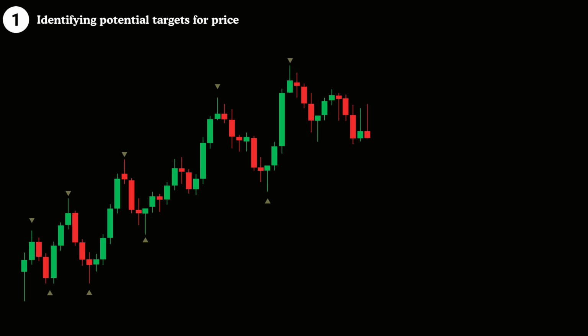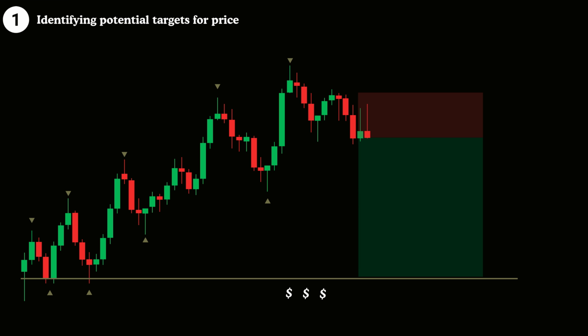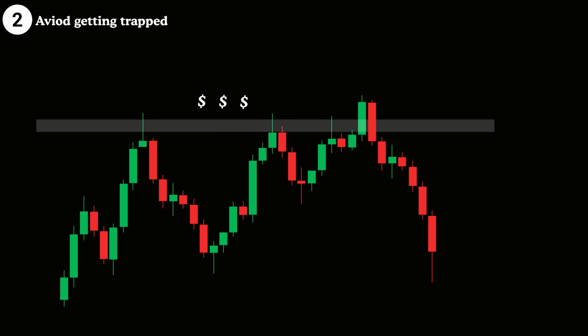For instance, if there's a major liquidity pool sitting below the current price, the market may dip down to capture that liquidity. By marking such zones, we can anticipate the likely direction of price instead of making random guesses. Number 2. Avoiding traps. We know that manipulation commonly takes place around liquidity levels. By understanding where these zones exist, you can align yourself with the right side of the market and avoid getting caught in deceptive price movements.